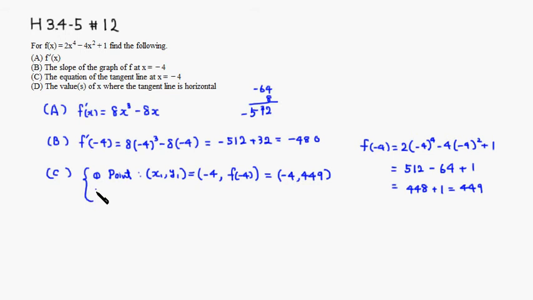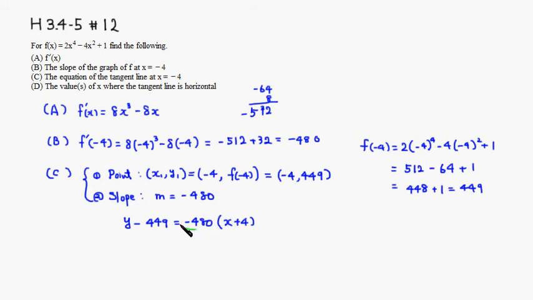Then we need to find the slope, which we already found in part B. So m is going to be equal to negative 480. So the equation, you can use the point slope form: y minus y1, 449, is equal to m, negative 480, times x minus x1, which is negative 4. So I can put the plus 4 there.